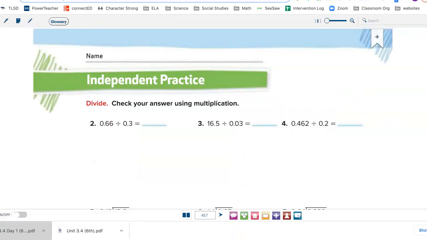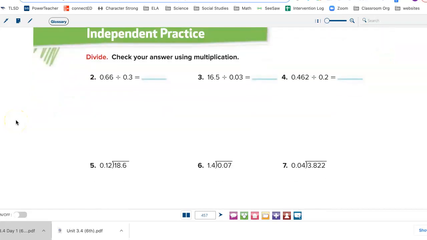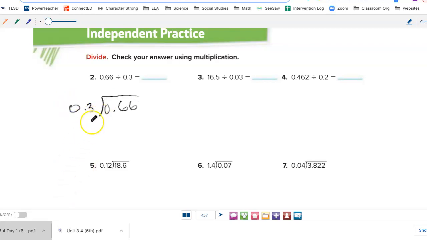Independent practice on page 457. I'm going to set up the first one just so I can show you what it looks like. Again, 66/100 divided by 3/10. I cannot have a decimal in my divisor, so I will move that one place to the right to make it 3. If I do that, I need to move this one place to the right to make it 6 6/10 now, and then I raise my decimal to the roof.